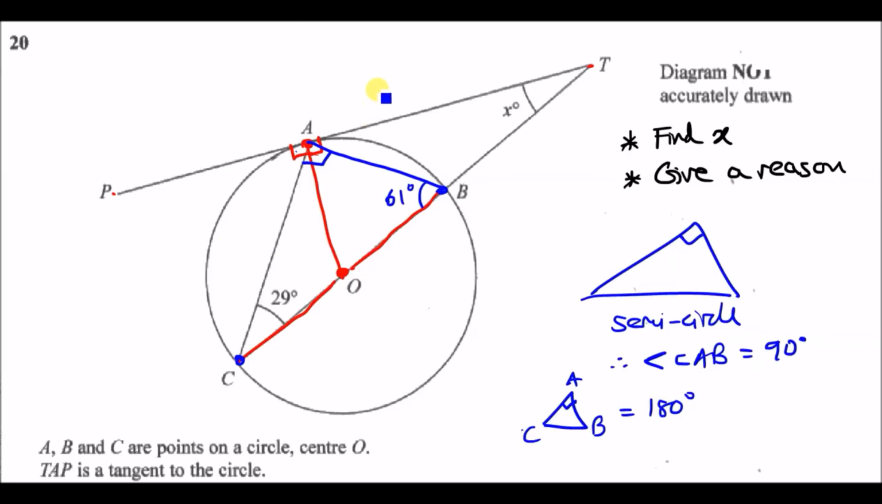Now another thing to note here, and this is probably one of the tougher theorems. Let me just delete these little red marks for a second. Now there's something known as the alternate segment theorem. So this is quite important.